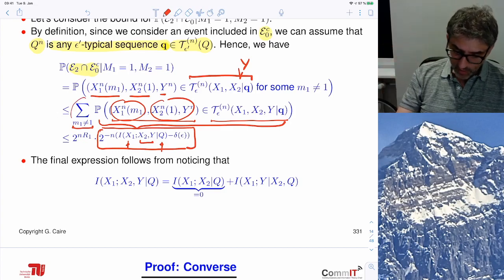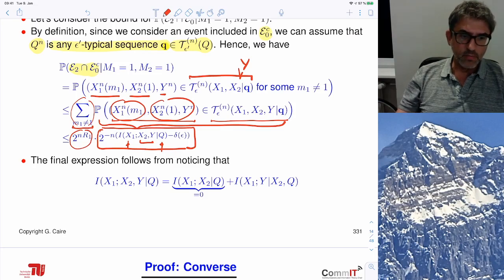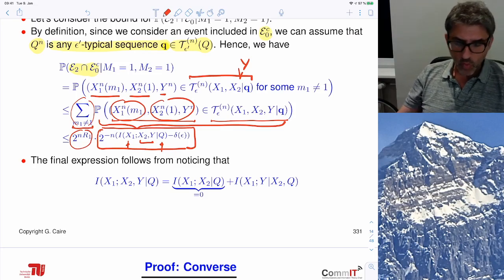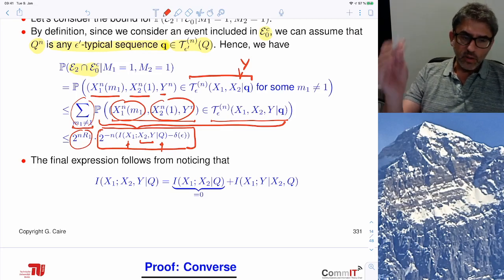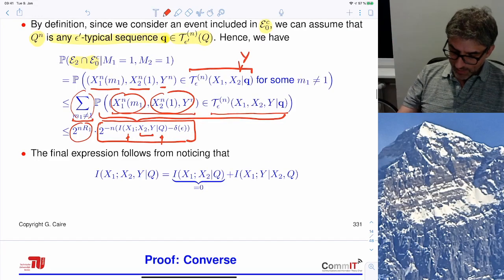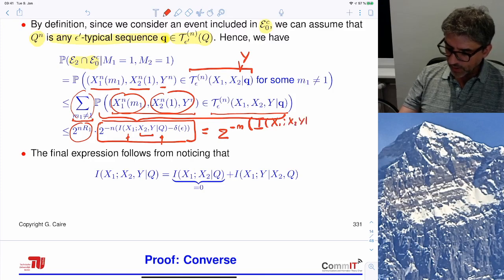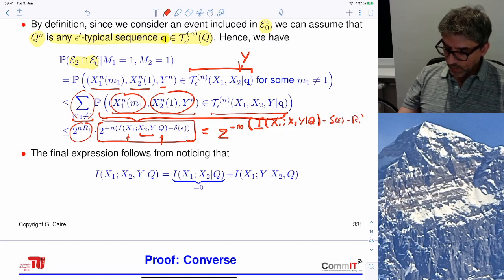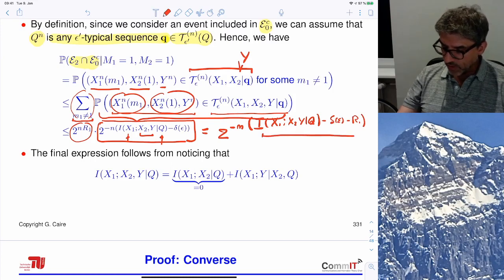But here we have the sum that gives us this term. This is the number of terms in the sum. In fact, this is the number of terms of the sum plus 1, because we are considering all the messages but the message 1. But since we are after an upper bound, the plus 1 is totally irrelevant, and therefore we just use 2 to the n r1. So the result is that we have 2 to the minus n, and then the mutual information x1, x2y given q minus a little delta minus r1. So this whole thing goes to 0 if this difference remains positive, and therefore we get a bound for rate r1.